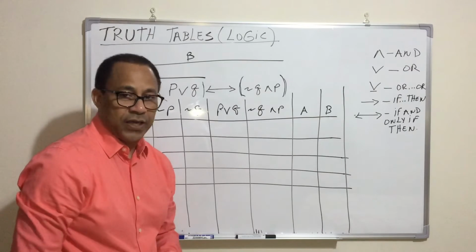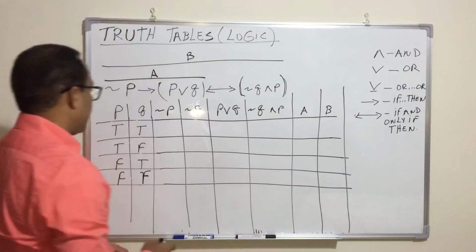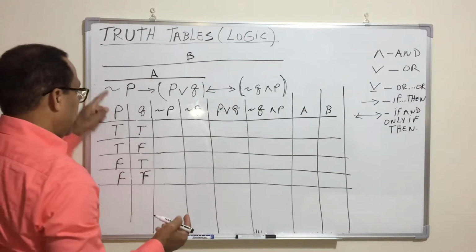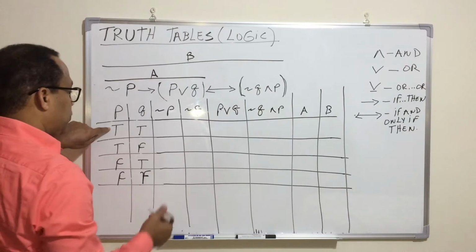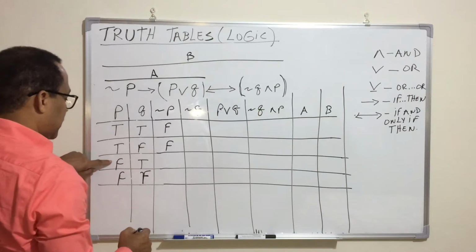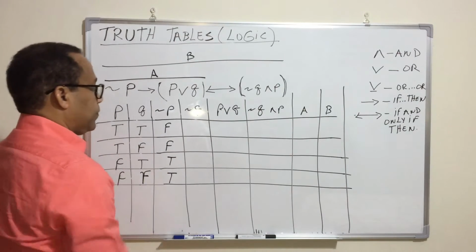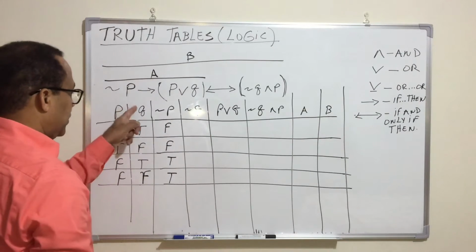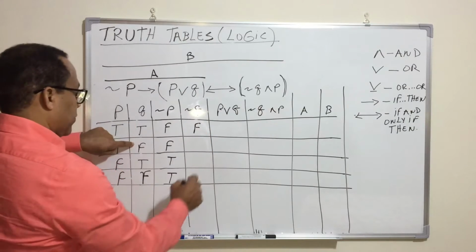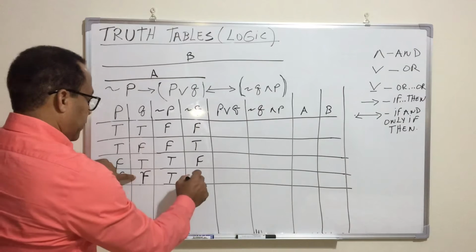Now that I have the table broken into parts, I'm going to work it out. No P is a negative, means no P. This is P. The opposite of true is false. The opposite of true is false. The opposite of false is true. The opposite of false is true. No Q. This is Q. The opposite of true is false. Opposite of false is true. Opposite of true is false. Opposite of false is true.